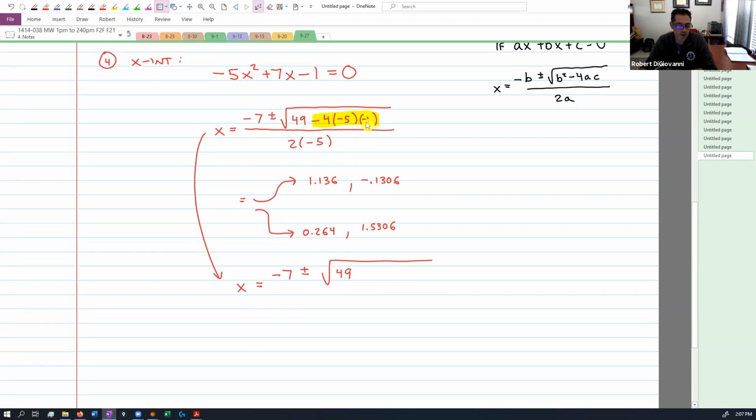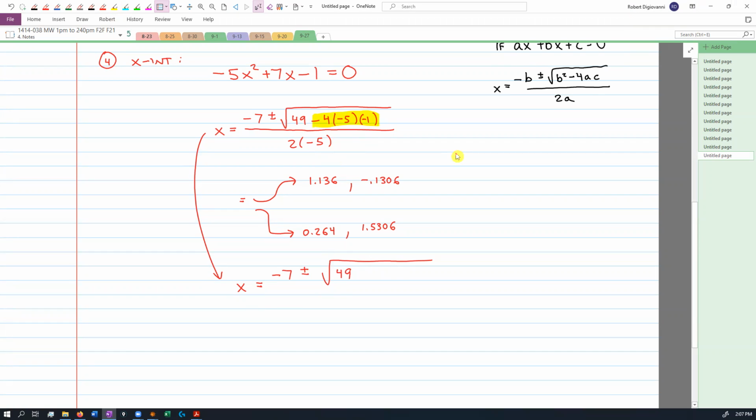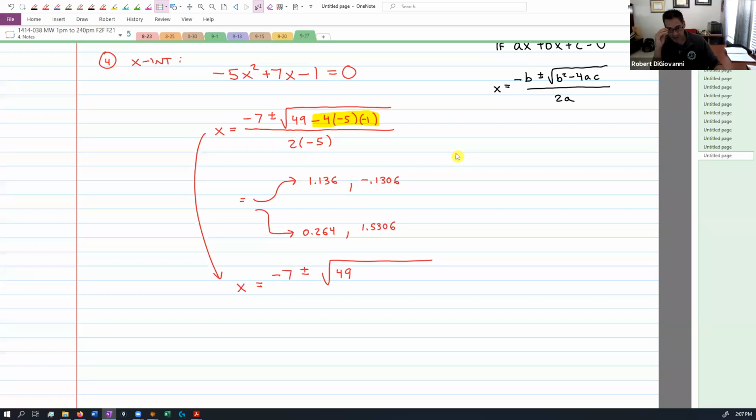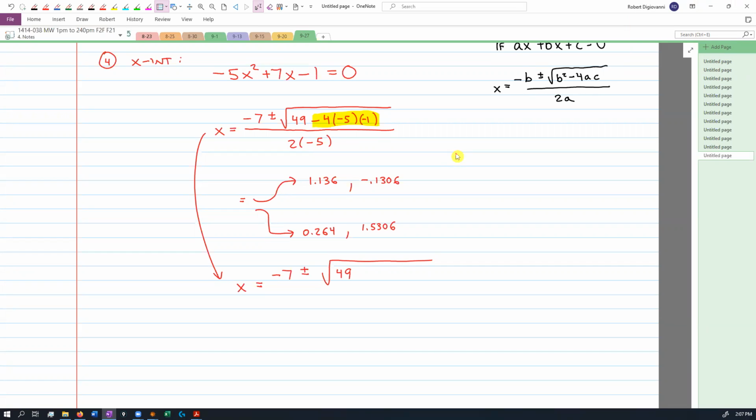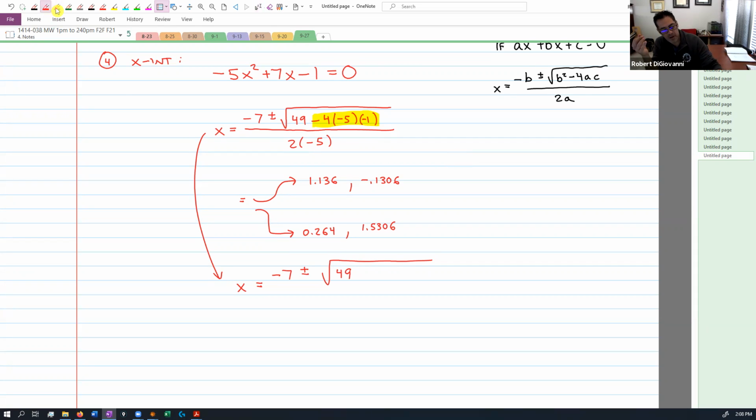4 times 5 times 1 is 20, but do I add or subtract it? Am I adding or subtracting 20? Subtracting. So how do you know it's subtracting? I'll tell you how I do it, but how do you do it? Because there's 3 negatives. That's the way I do it too. I see 3 negatives. 3 negatives will become a negative, so it'll be subtraction. If you saw 2 negatives, it would be a plus. So minus 20, and then over the denominator, which is -10.